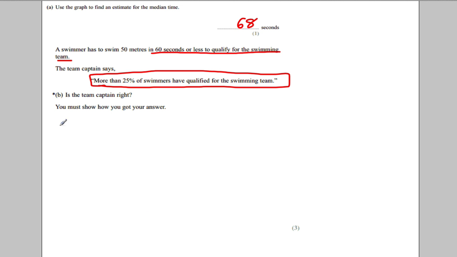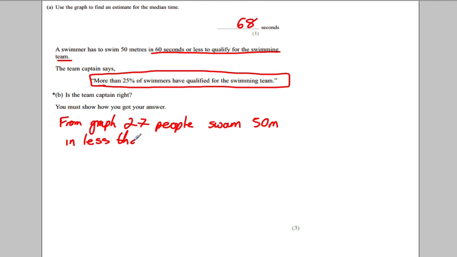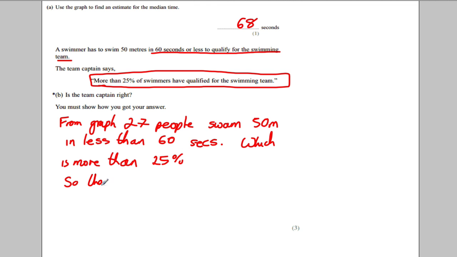So from the graph, 27 people swam 50 meters in less than 60 seconds, which is more than 25%. So the captain's right.